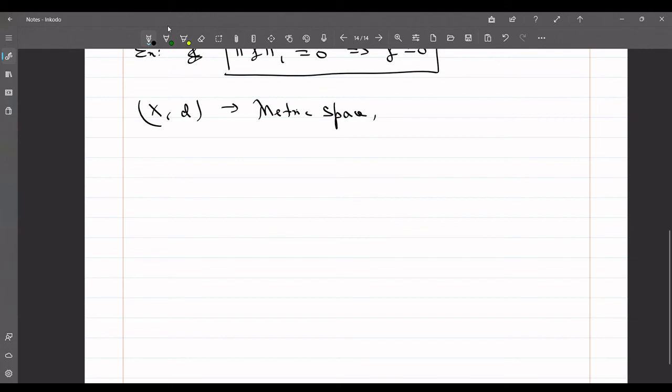And now say we take an element from X and we take a non-empty subset of X. We can define a distance or a metric between this element and this set. Which is given.